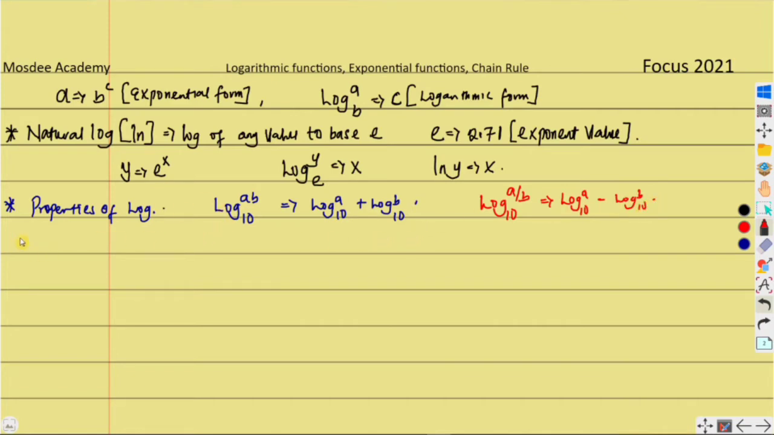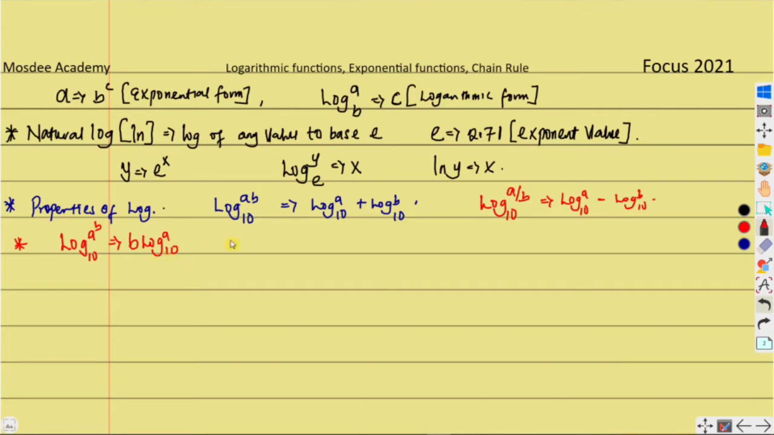Another property I think I should talk about, which you can keep in mind because it's very important, is when we have log with argument A to the power of B, base of 10. The law states that you can flip the power to the front. It will be B log A to base 10. Very important for this topic.